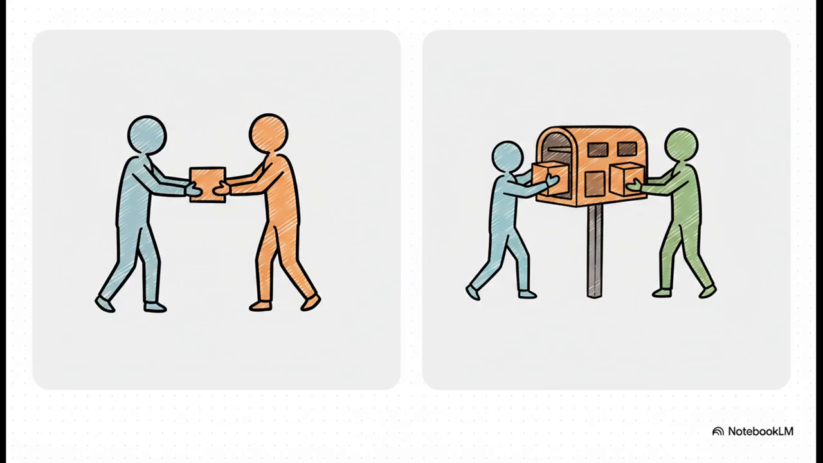There are two main flavors. An unbuffered channel is like a direct, synchronous handshake. The sender and receiver have to meet at the same time for the exchange to happen. A buffered channel, though, is more like a little mailbox. The sender can drop off a few messages and walk away, which decouples the sender from the receiver.